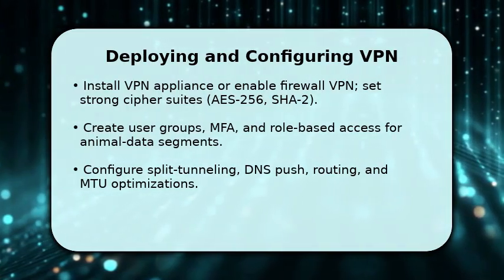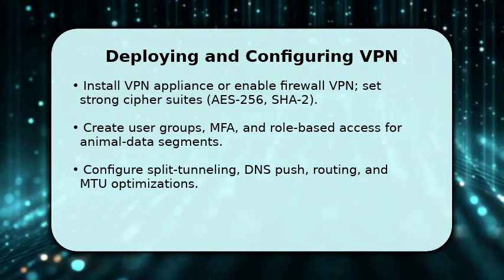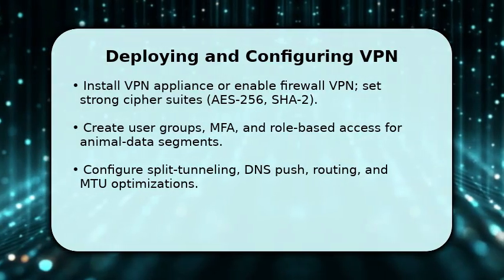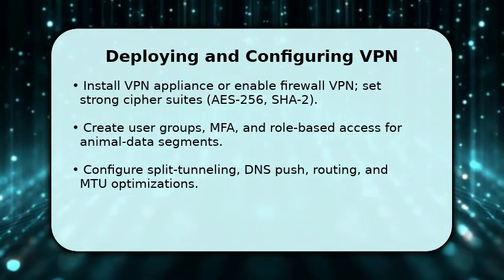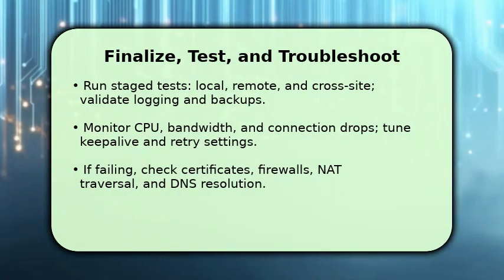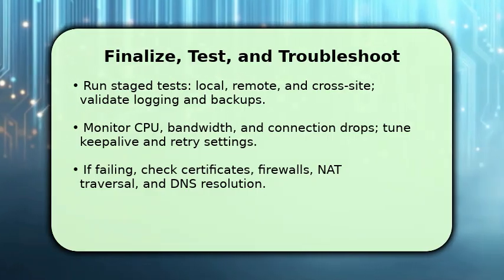Next, configure split tunneling and DNS push to avoid leaking internal names, set routing for site-to-site subnets, and adjust MTU to prevent fragmentation. These steps balance security and real-world performance. You finish by testing in stages: local link, remote clinician, and full cross-site traffic to verify routes and permissions.